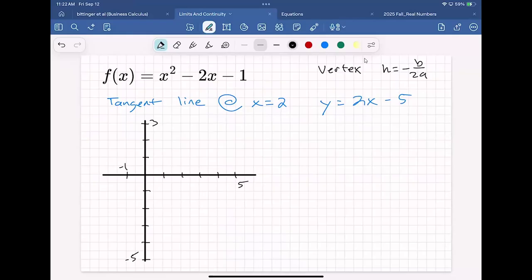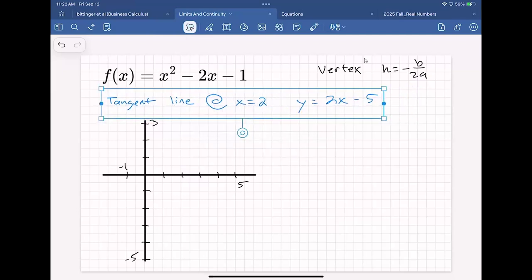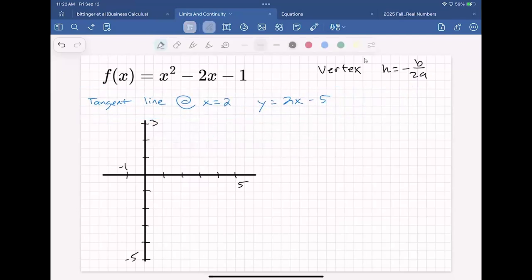So as far as getting that vertex here, thankfully, it should work out rather nicely. It's not going to be perfect, but h will equal -(-2) all over 2 times 1. So it ends up being just 1. All right, if we plug 1 into that equation, so f of 1, we'll get -2.